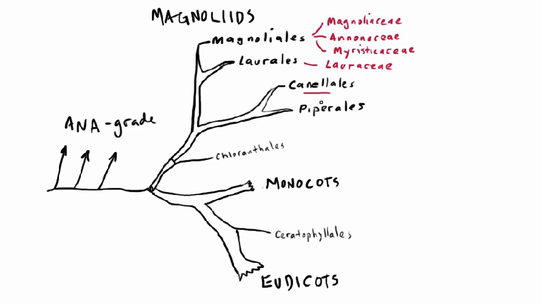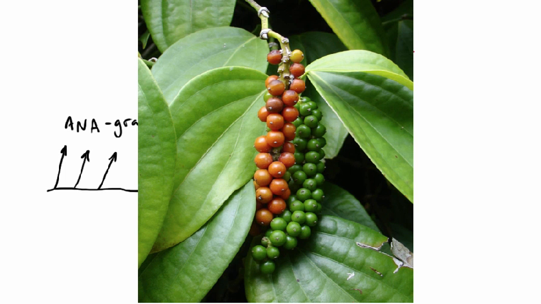Now the sister order to the Canellales is the Piperales, of which we have the family Piperaceae, which is named after the genus Piper. Piper is most famous for giving us black pepper, Piper nigrum. Black pepper, which is there on every American table, is part of this order.